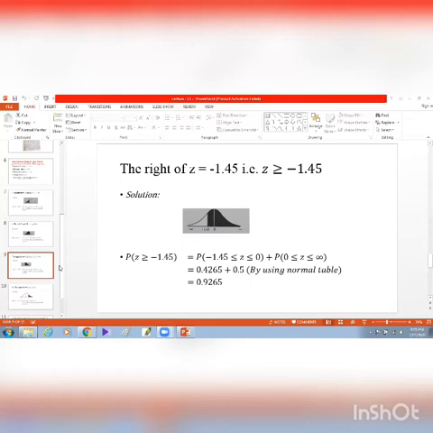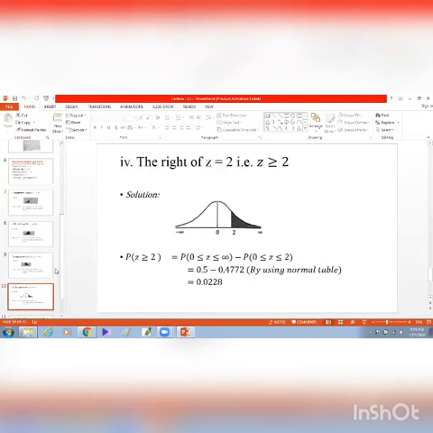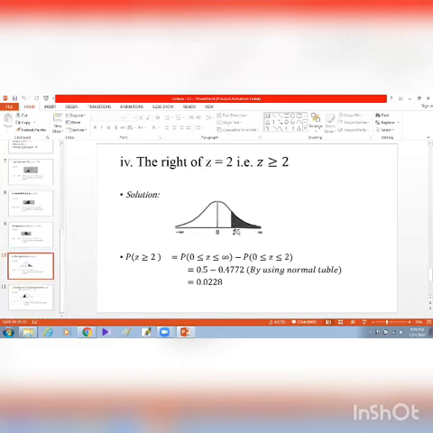Dear students, the next one, which is the right of z equal to 2, that is z greater or equal to 2. The position of z is to the right of 2. So symbolically it is probability of z greater or equal to 2. Now if we represent the value of z which is greater or equal to 2 in a normal curve, then we can express it this way.